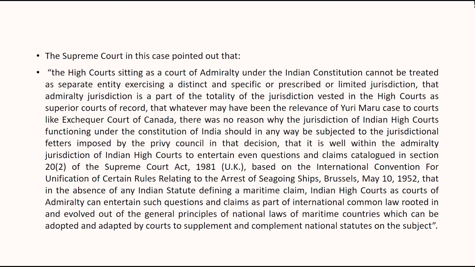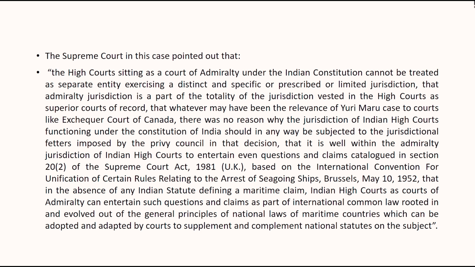that whatever may have been the relevance of the Urimaru case to courts like exchequer courts in Canada, there was no reason why the jurisdiction of Indian high courts functioning under the Constitution of India should in any way be subjected to the jurisdictional fetters imposed by the Privy Council in that decision.